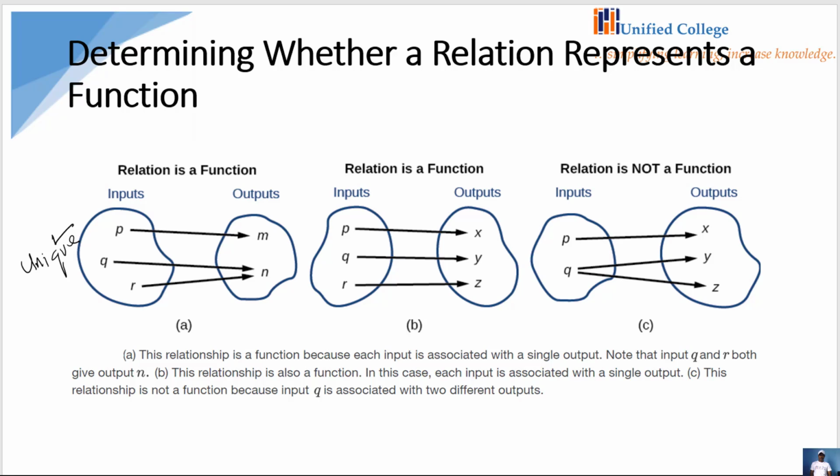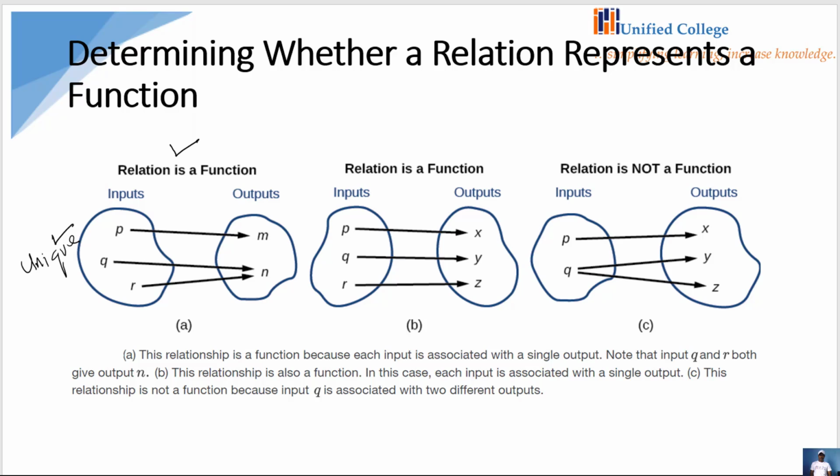As you can see here, P maps to M, Q maps to N, and R also maps to N. Now because all the inputs are unique, we conclude that this relation is a function. Let's look at example B.